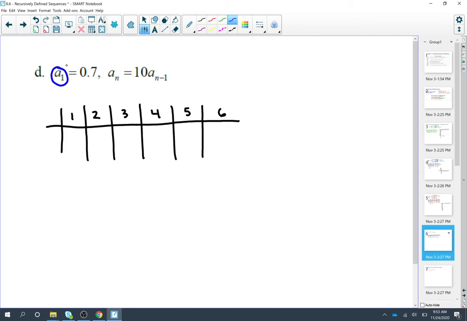A sub 1 is 0.7. Then on this one, they're saying, okay, we're going to take that a sub 1 and we're going to do 10 times something. So right here, that's 10 times, that's a ratio of 10, which means multiply by 10. So I'm going to take 0.7 times 10, which is 7. Multiply by 10, 70, 700, 7,000, 70,000. Wow, that got big. That got big real quick.